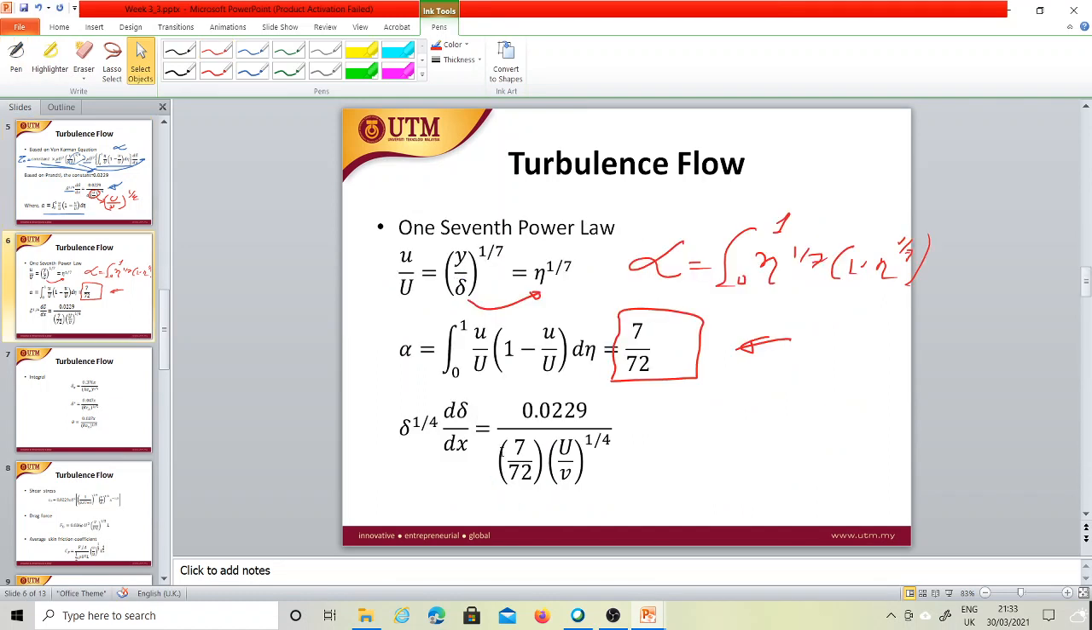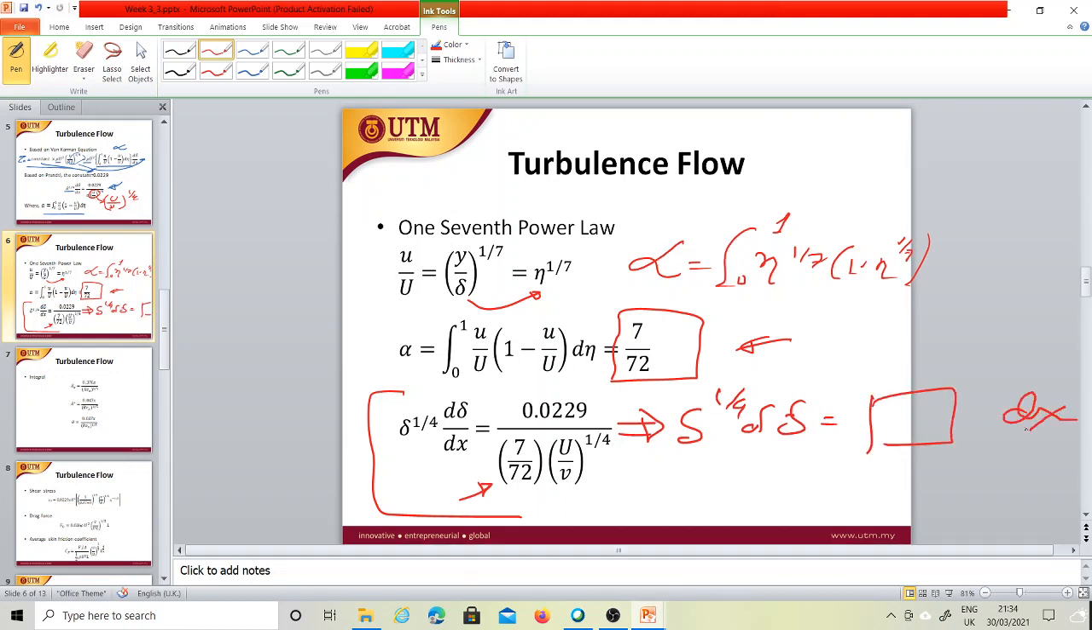So how do I know that this one is wrong? You can see this is the correct expression. So just putting the value of alpha, you will get this one. So now, if you have this expression, from this expression you can get the value of delta. How can you get the value of delta? Just shuffle it. 1 by this one, delta d delta is equal to all the things that you have, then you have dx, right? Then you integrate.